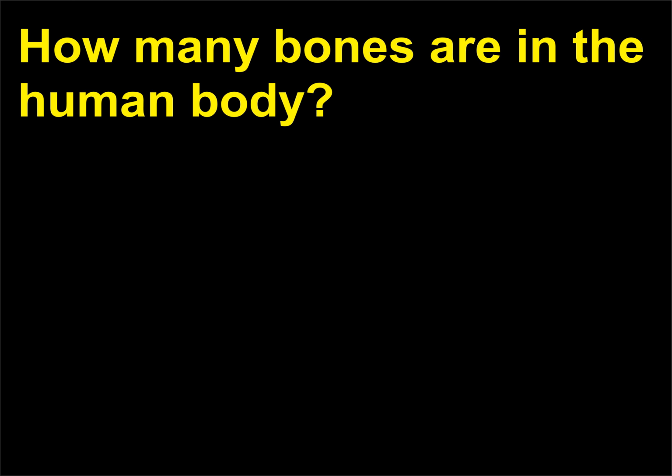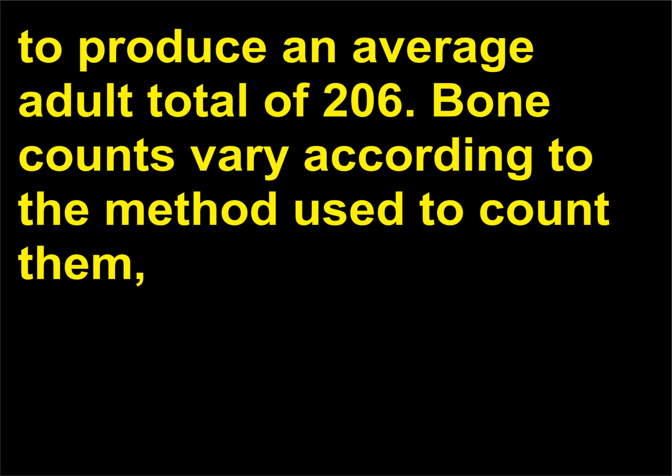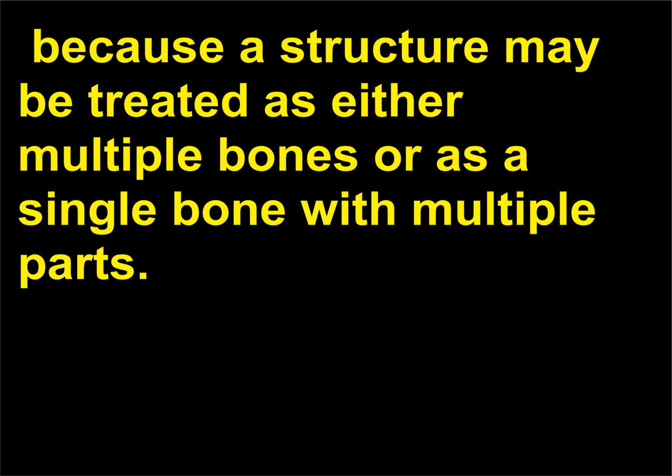How many bones are in the human body? Babies are born with about 300 to 350 bones, but many of these fuse together between birth and maturity to produce an average adult total of 206. Bone counts vary according to the method used to count them, because a structure may be treated as either multiple bones or as a single bone with multiple parts.